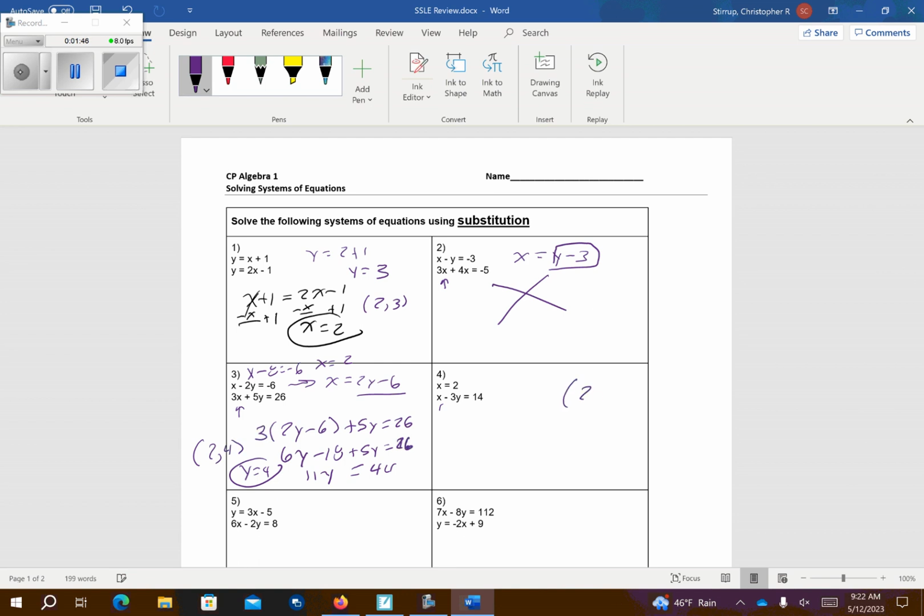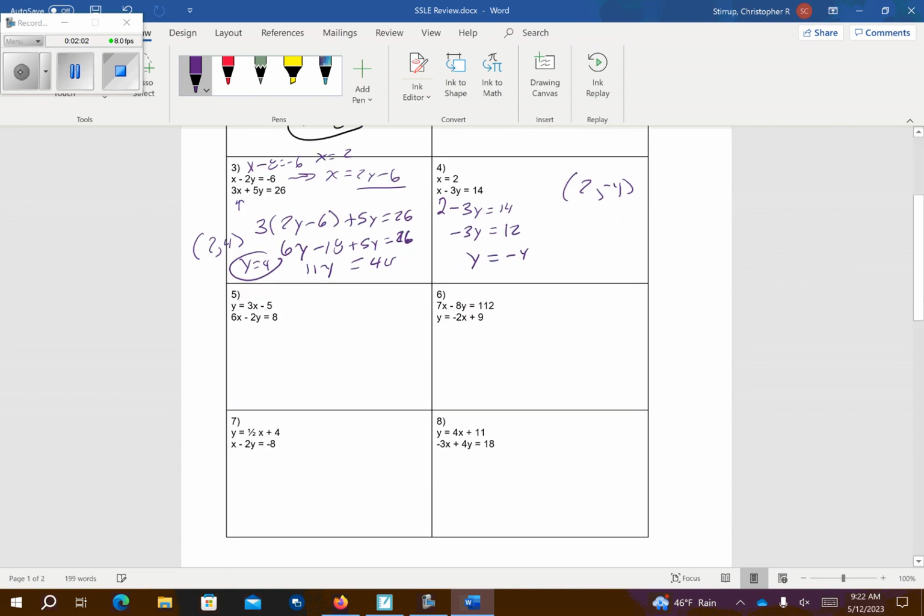This one, we already know the x value. All I have to do is just plug it in. So I'm going to get 2 minus 3y equals 14. 3y is equal to 12. If I subtract 2, divide each side by negative 3, so I get negative 4. So 2, negative 4 for an answer there.